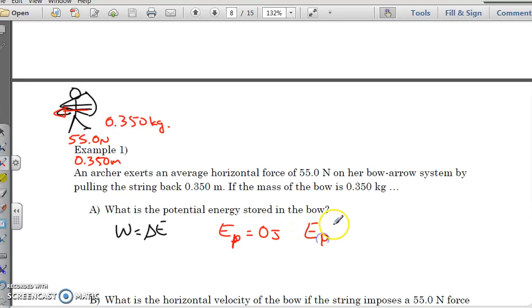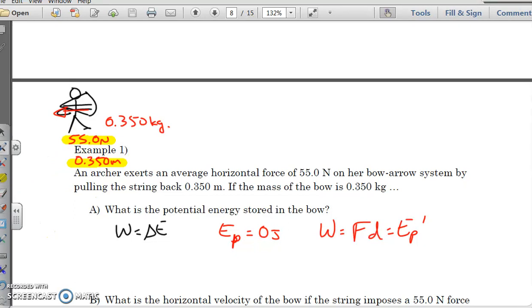The potential energy after, we can calculate by finding the force that is being applied through that distance. In other words, it is the actual amount of work that has been done. So instead of saying EP prime, it's probably better to call it W, the work being done, which will get us the potential energy afterwards. So we're really just multiplying 55 by 0.35.